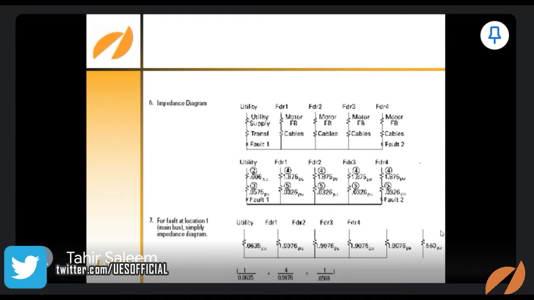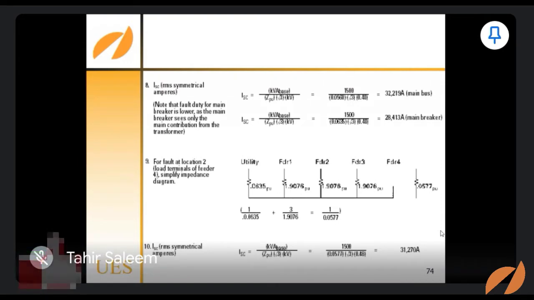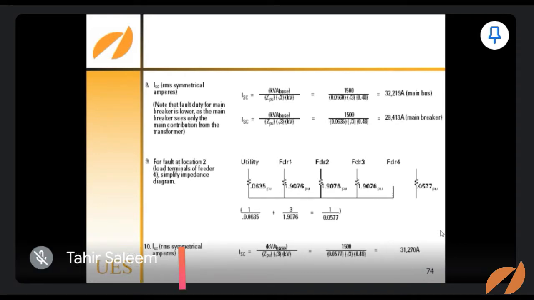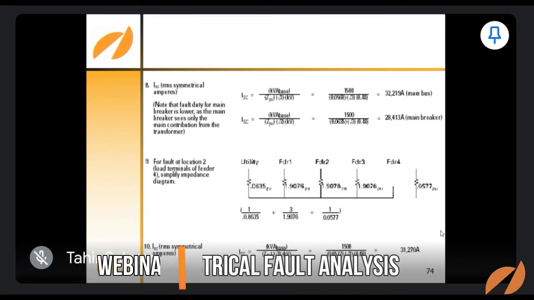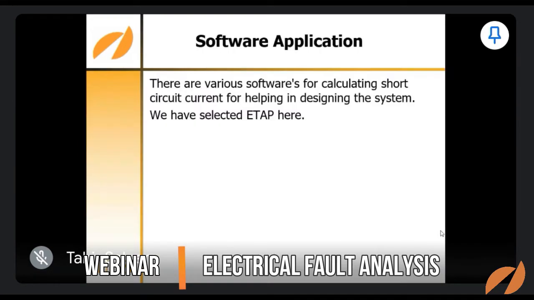Then take 1 upon Z total equal to 1 upon the equivalent values, and calculate the short circuit current. ISC, the symmetrical current, is kVA base upon root 3 kV times Z per unit, which comes out to be 32 or 33 kA. For the next fault level, if the breaker is on and the short circuit occurs in the second fault, it comes out to be 28 kA. We have assumed that the breaker is not tripped and the next fault will be at the motor feeder, one of the feeders, and it will give you a different reading, and you will take the three feeders also.